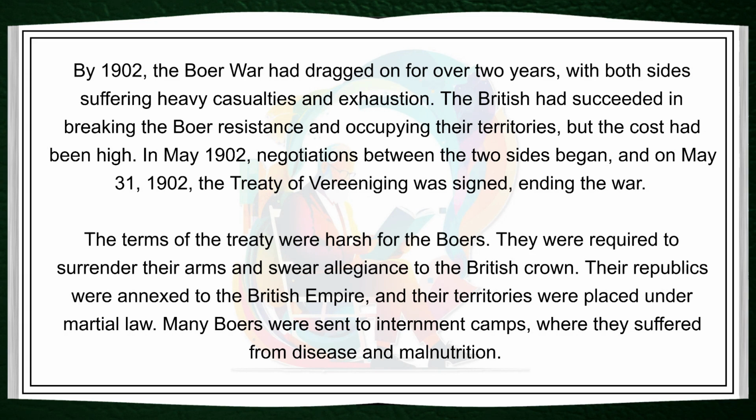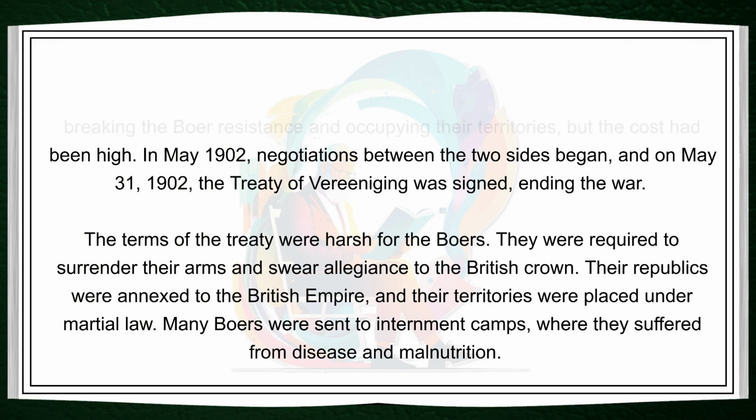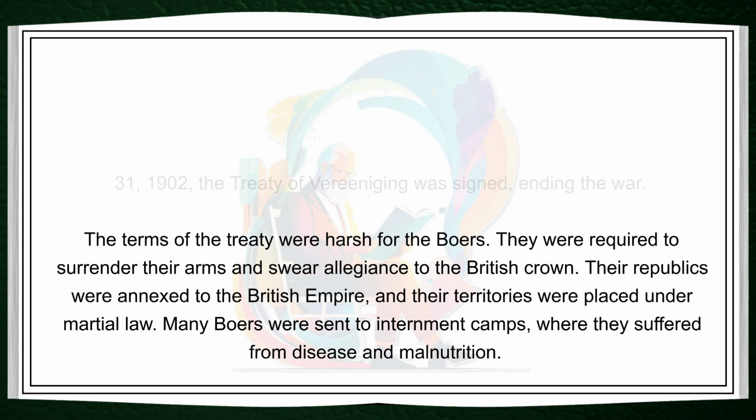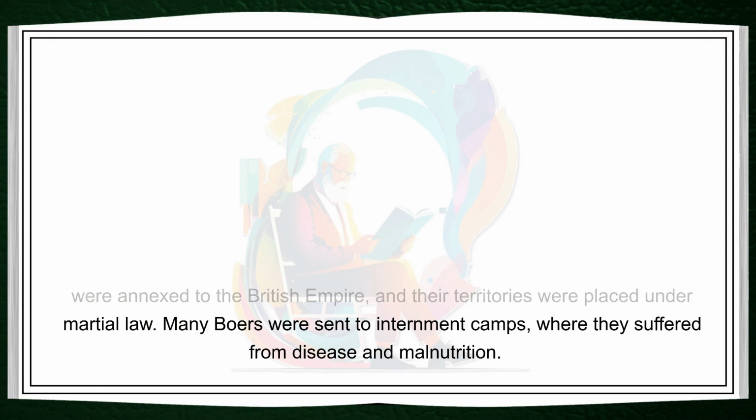In May 1902, negotiations between the two sides began, and on May 31, 1902, the Treaty of Vereeniging was signed, ending the war. The terms of the treaty were harsh for the Boers. They were required to surrender their arms and swear allegiance to the British Crown. Their republics were annexed to the British Empire, and their territories were placed under martial law. Many Boers were sent to internment camps, where they suffered from disease and malnutrition.